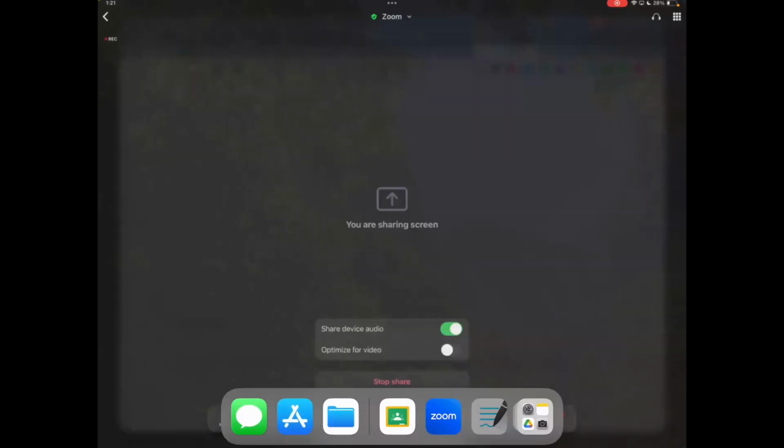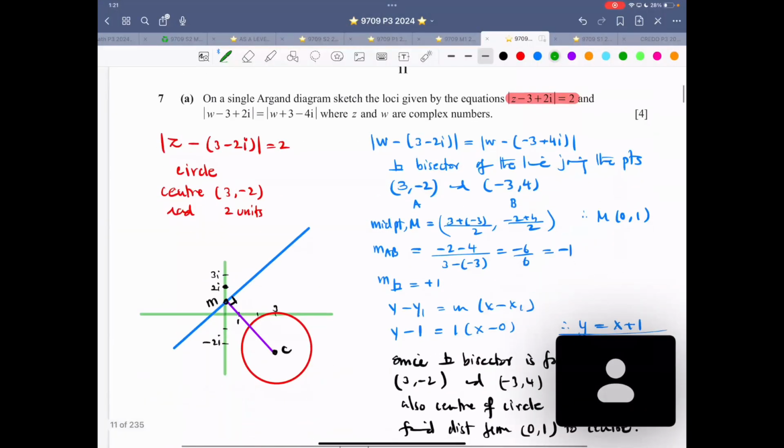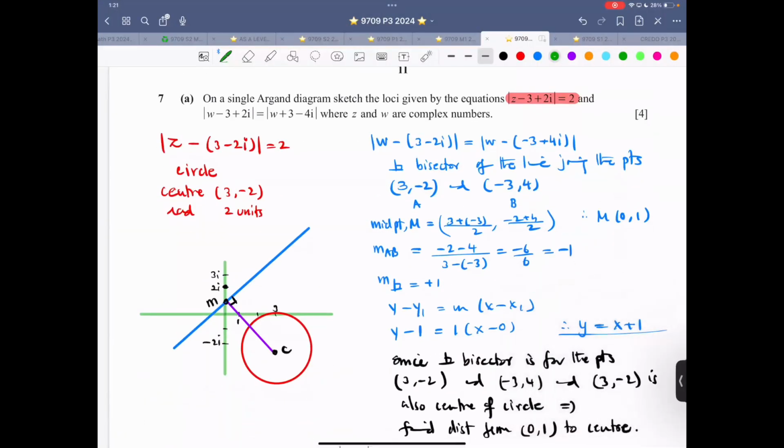So now let's look at this question. Nowadays, they give questions of complex numbers as 2 separate questions, one related with the algebra, the trig, and so on, and the other one separately for loci. So now in this question, it says on a single diagram, sketch the loci given by the equations.